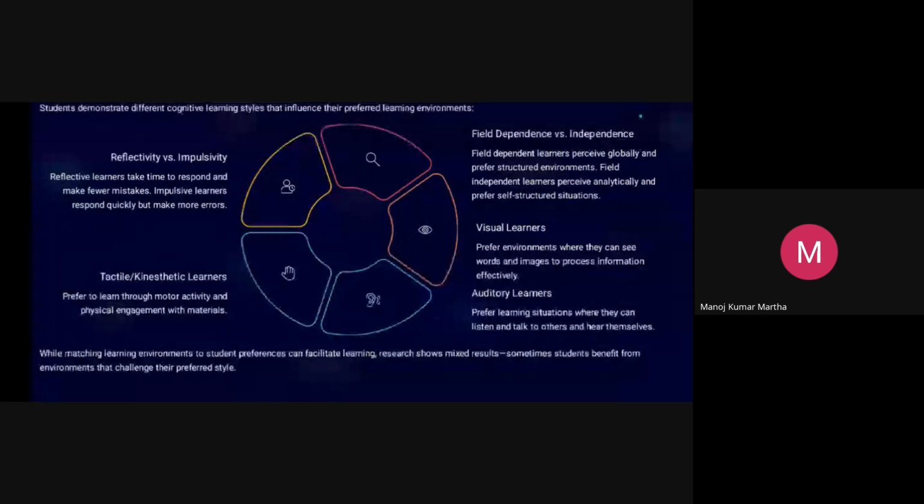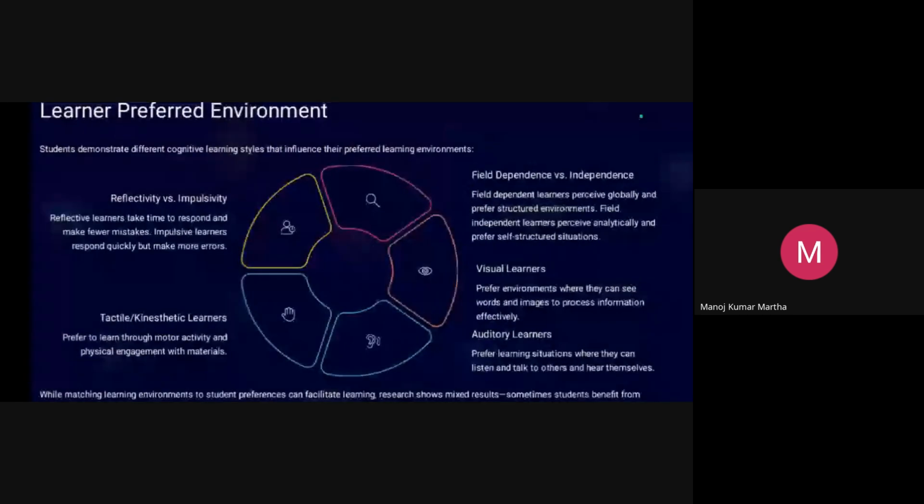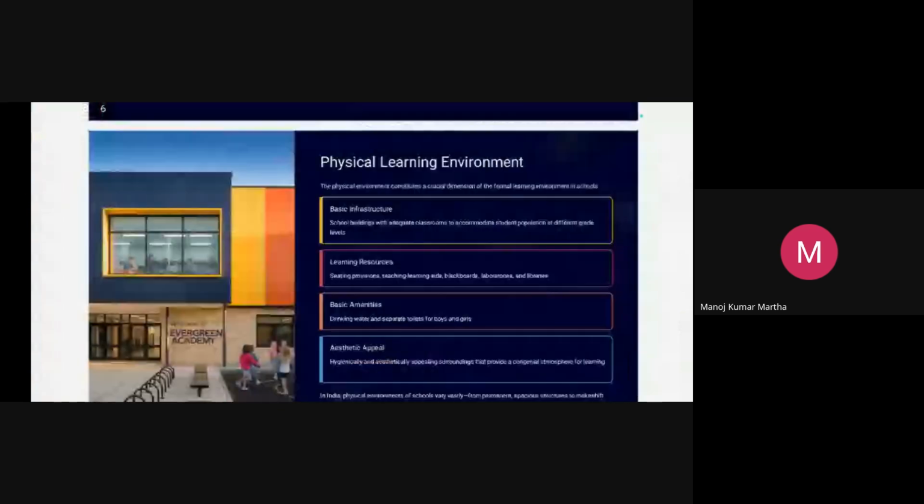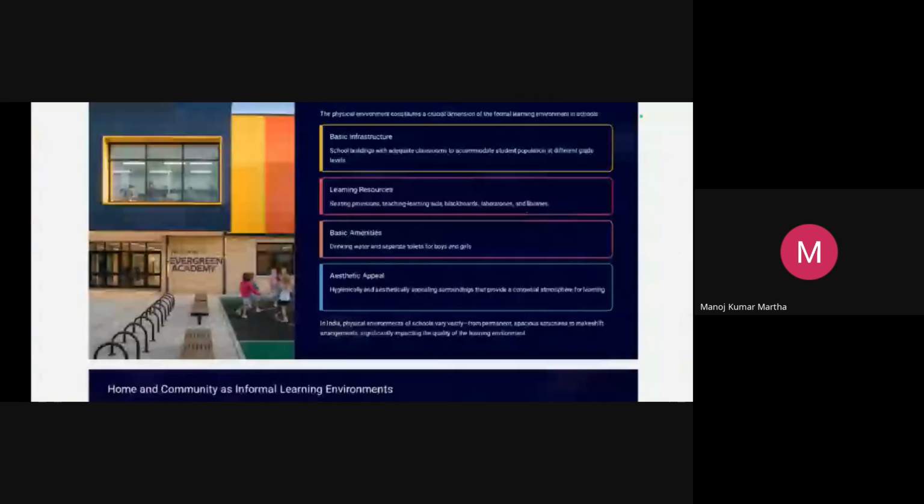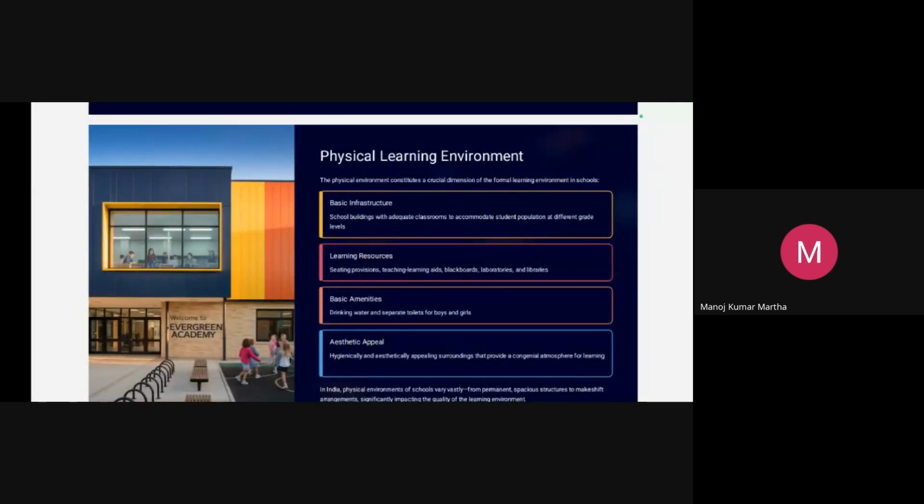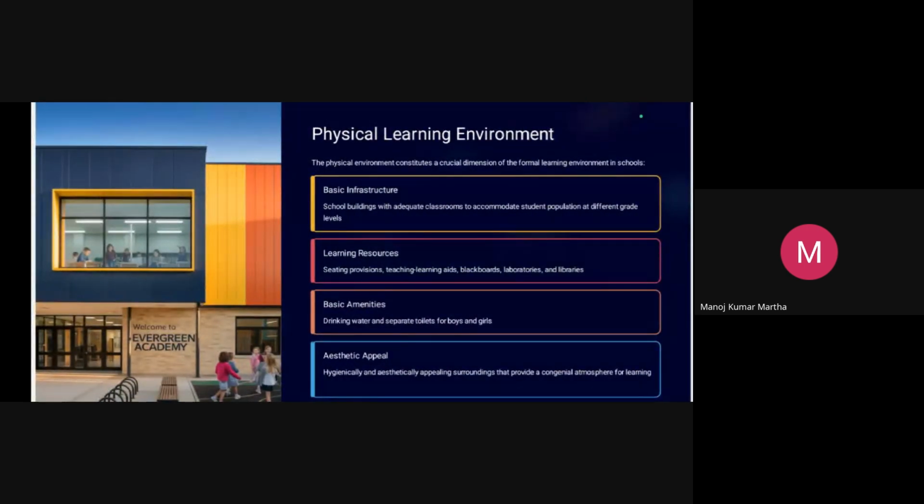So if in school they get a learning environment of their preferred style, they will learn better, they will show interest, they will be motivated, and they will be more engaged, and the result will be an increase in their learning. So preferred learning style and learning environment is one of the important parts. Then the physical environment of the class or school also affects the process of learning. The physical environment consists of different factors, different dimensions.